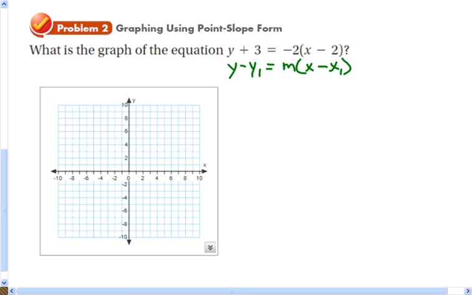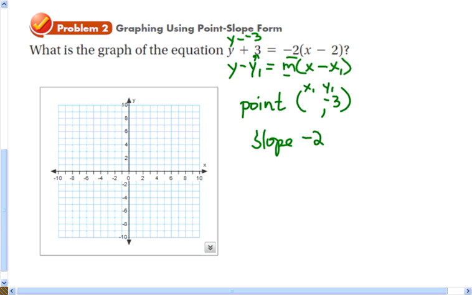Okay, so the first thing we have is y minus y sub 1. So our point is x sub 1, y sub 1. And my y sub 1 here, what am I subtracting there? Well, I'm actually subtracting negative 3 because subtracting negative 3 is the same as adding 3. So my y sub 1 is negative 3. My slope right here is negative 2, so I'll just write that down. I'm going to use that. Slope is negative 2. And my x value, what am I subtracting from x? I'm subtracting 2. So my x value is 2.